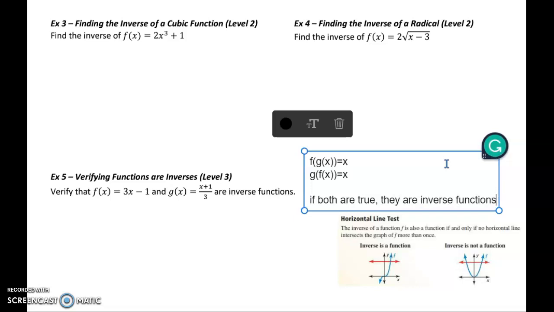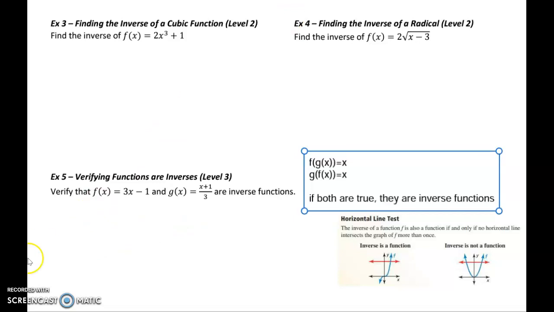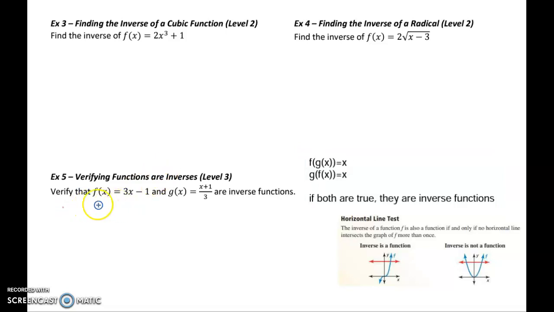So what I can do is plug one function into the other one and make sure that I get x. So we will do an example. Okay. So verify that f of x equals 3x minus 1 and g of x equals x plus 1 over 3 are inverse functions. And to do that, I'm going to find either f of g of x or g of f of x.